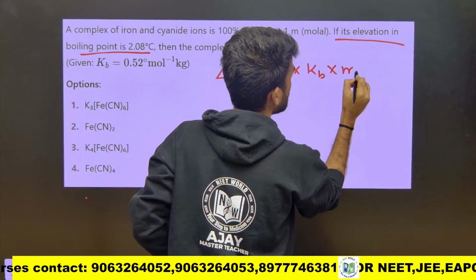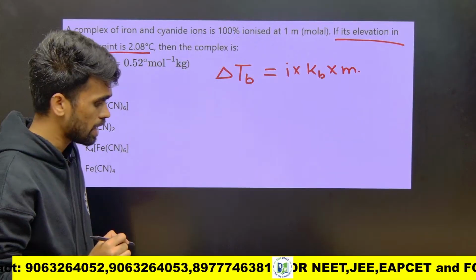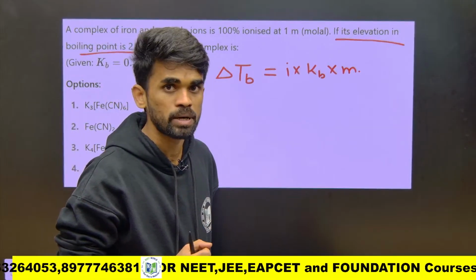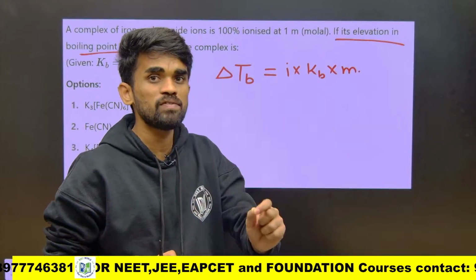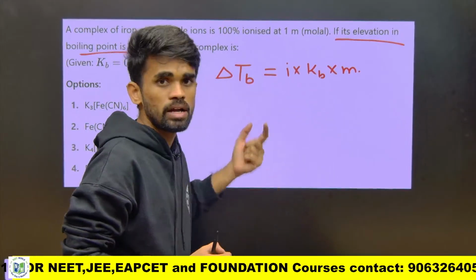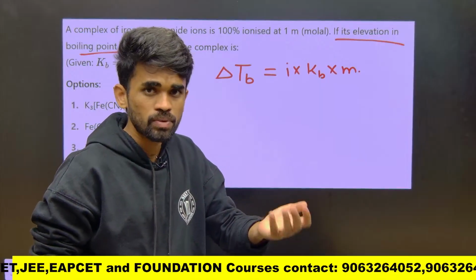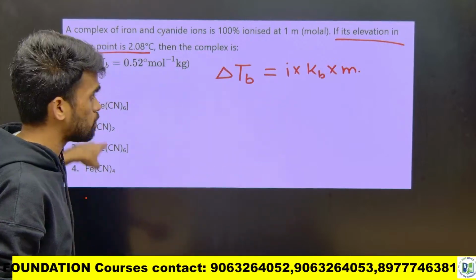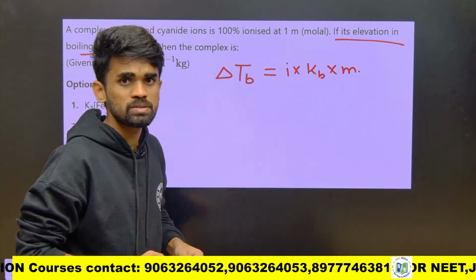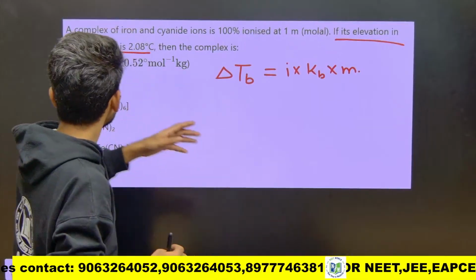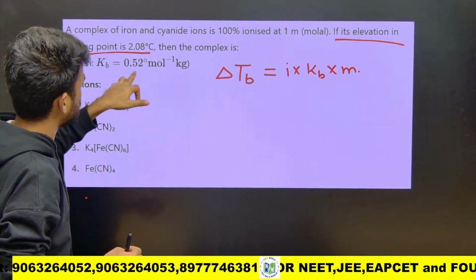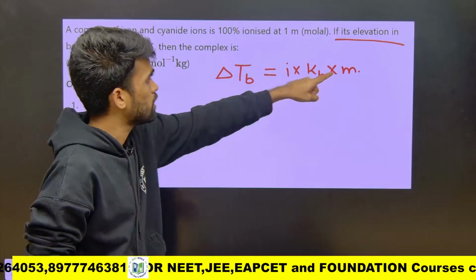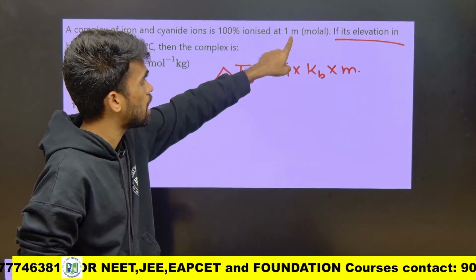So what is i here? It is the Van't Hoff factor. This i is a very important term that should be included in these colligative properties. The i value gives the number of ions present in the solution after dissociation or association. The i value must be known to us, then only we can identify which complex this is. And what about Kb? It is the ebullioscopic constant, given here as 0.52 mole inverse kg. And small m is the molality.